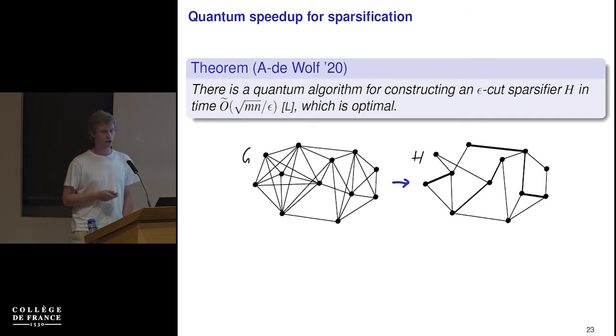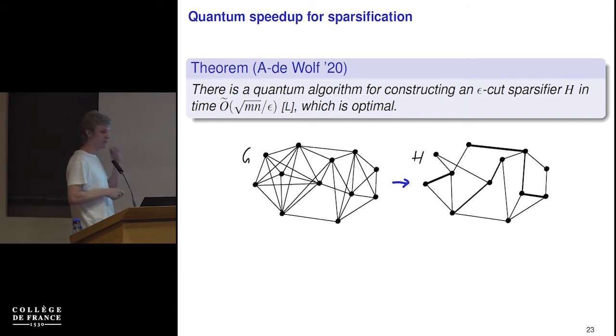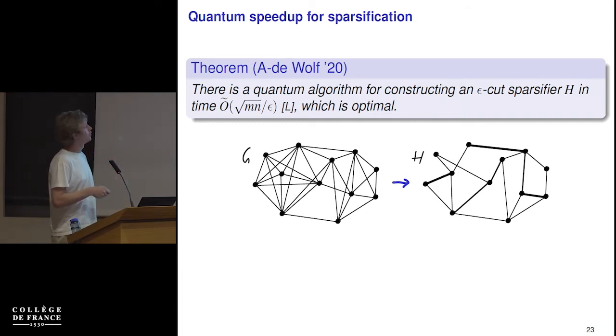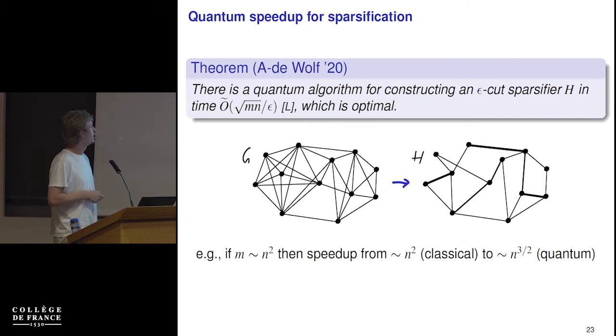What did we show? We showed that there is a quantum algorithm that, given adjacency list access to this input G, constructs an epsilon cut sparsifier in a number of queries that scales with square root mn over epsilon. So this is sublinear. Let's assume epsilon is constant, and the input graph is dense, so m scales with n squared. Then we get a speedup from n squared classically to n to the 3 over 2 quantumly.